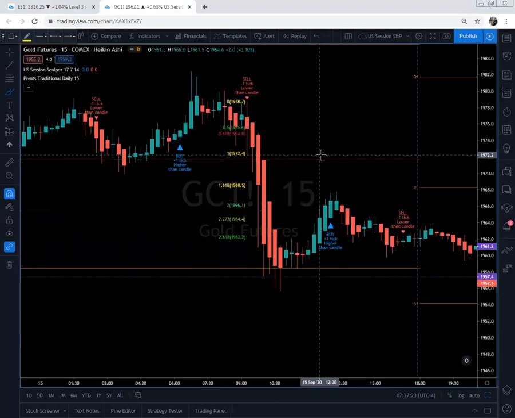The micros, for some reason, I don't know why, I seem to lose more on the micros than I do on the regular standard one. I don't know if it's because there's less volume or something on the micros. For some reason, I don't know what it is.